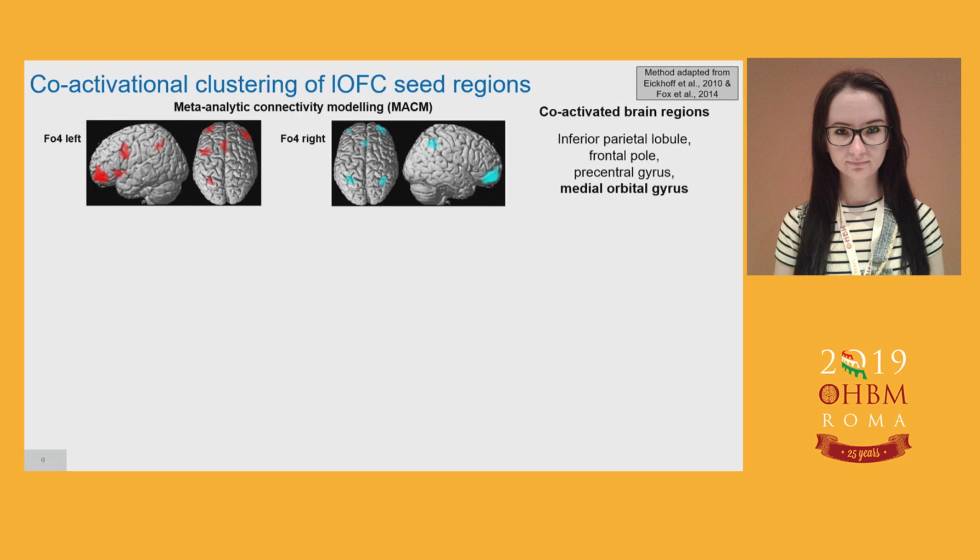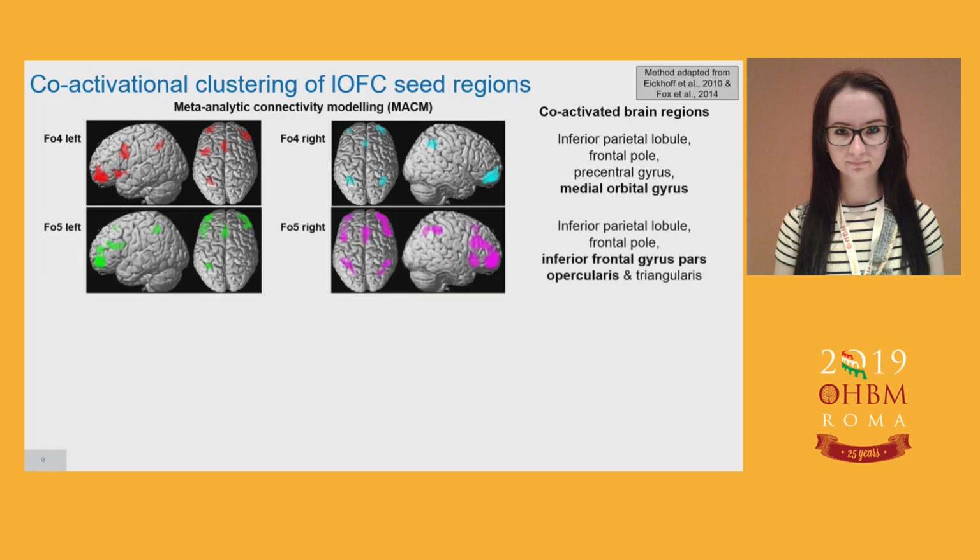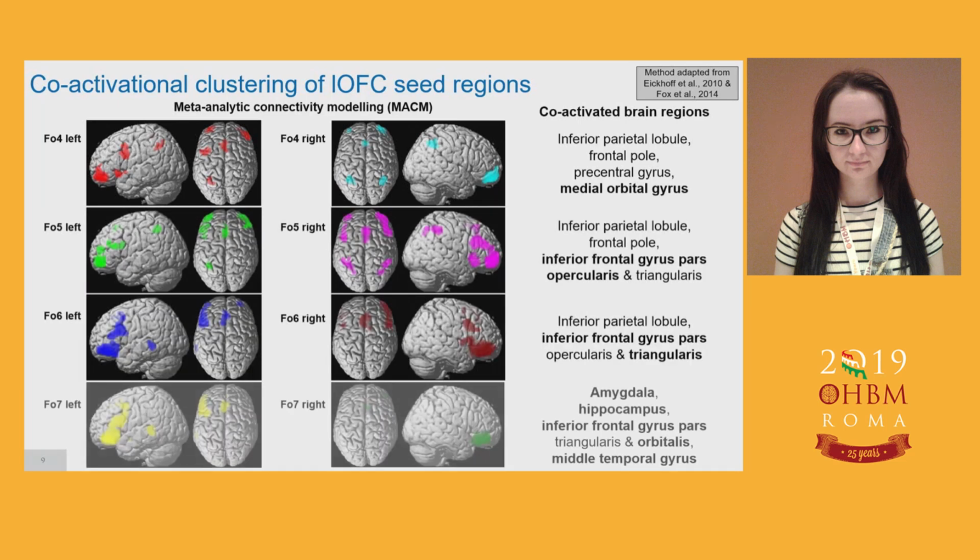Additionally, unique area-specific co-activations were detected within the medial OFC, as well as the opercular, triangular, and orbital part of the inferior frontal gyrus. Functional co-activation is also occurring with the limbic system, the amygdala in the depth of the brain, along with the hippocampus for FO7, separating it functionally from the other 3 areas.